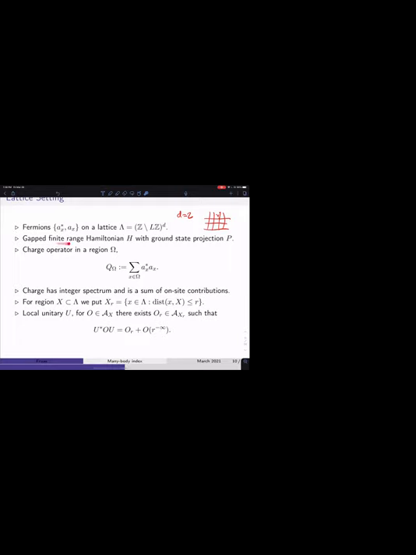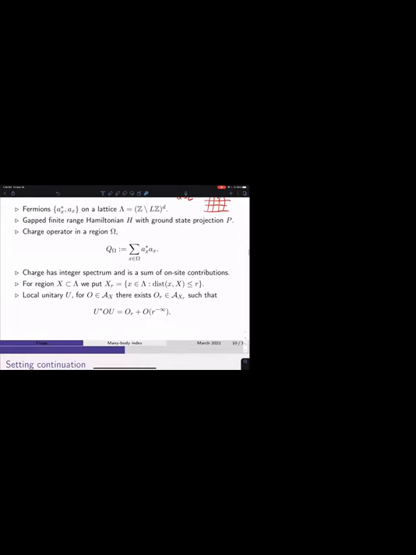Then I have some gapped finite range Hamiltonian H with a ground state projection P, and very importantly, I have a charge operator in region omega. So this is just the number of electrons in that region. Important point, for further reference: this charge has integer spectrum and it's a sum of on-site contributions. That's just reading this formula.